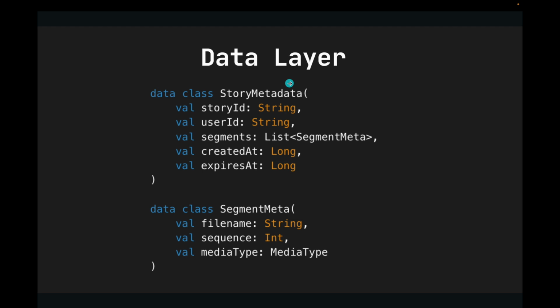This is our data layer. It contains models for network communication. Story metadata contains story ID, TTL and segment list. Segment meta represents individual media units. These are mapped to backend contracts used in our APIs.